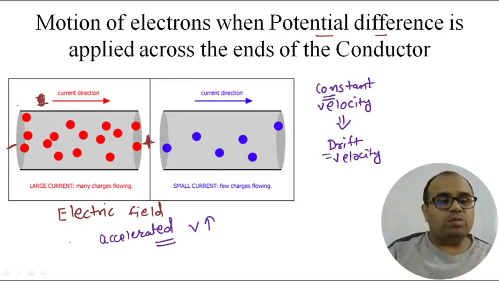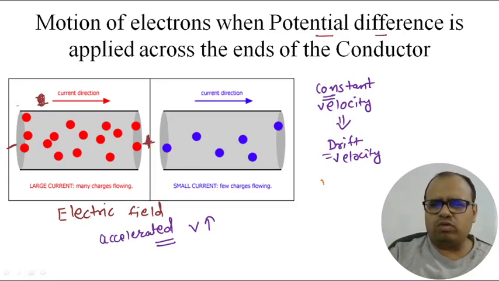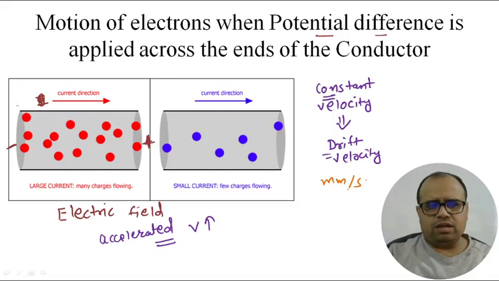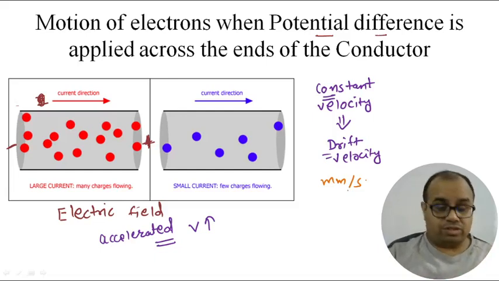Do remember that the value of drift velocity for an electron is around a few millimeters, say 1 or 2 millimeter per second. What does it mean? In a second it travels a few millimeters of distance, not more than that, right? Now this is something very interesting.